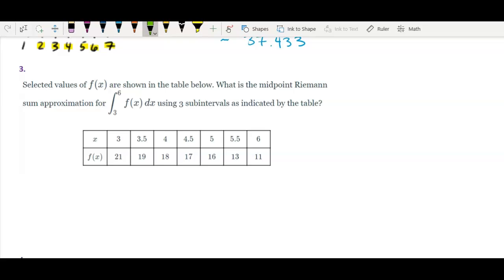We're going to find the midpoint Riemann sum approximation between 3 and 6 using 3 subintervals. So only 3 rectangles as indicated by the table. So between 3 and 4, my midpoint is 3.5. So we're going to use that height. Between 4 and 5, my midpoint is 17. I'll use that height. And between 5 and 6, my midpoint is 5.5. And the height is 13.